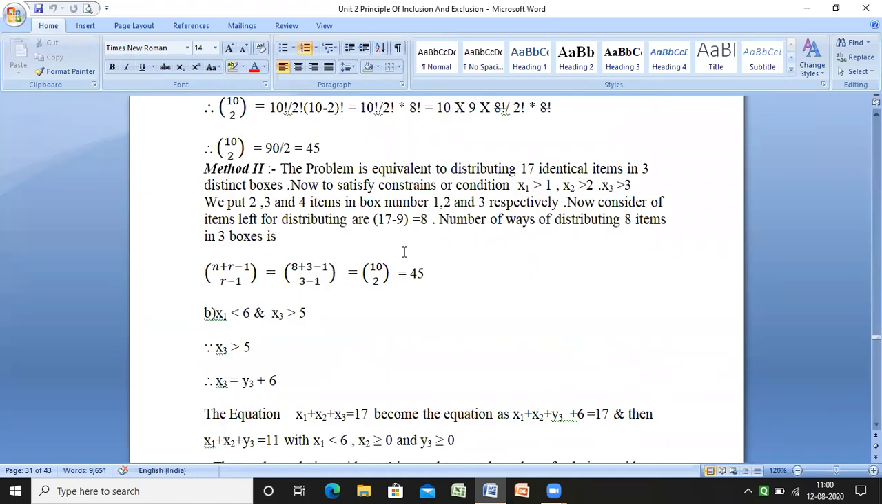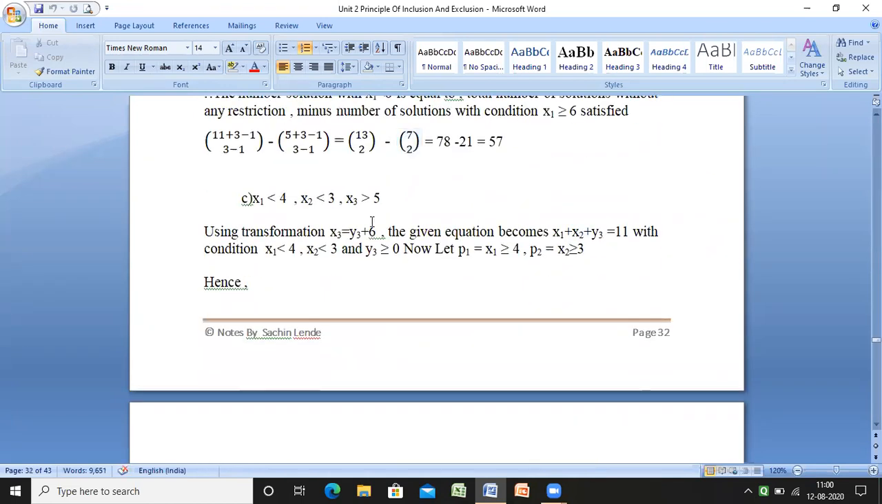So for this third condition, we are coming again to this last one, x3 is greater than 5. Again we put the same kind of thing, we put y3 plus 6, we add 1 there, instead of 5 we mentioned 6, and similarly we put that value over here, x1 plus x2 plus y3 equal to 11. Similarly what we get in the above second condition over there, the condition is going to be satisfied with x1 less than 4 and x2 less than 3.